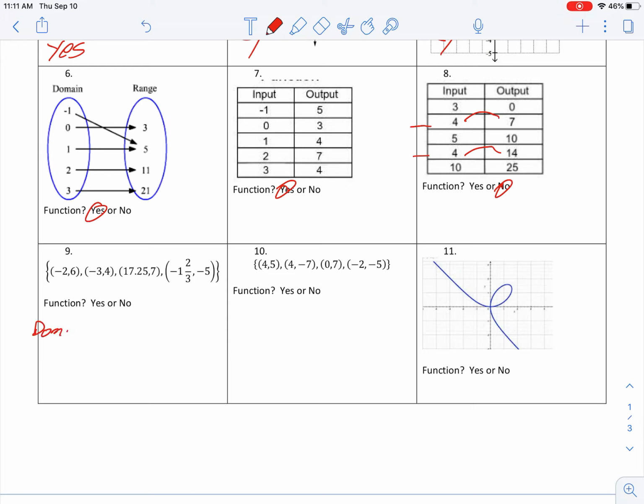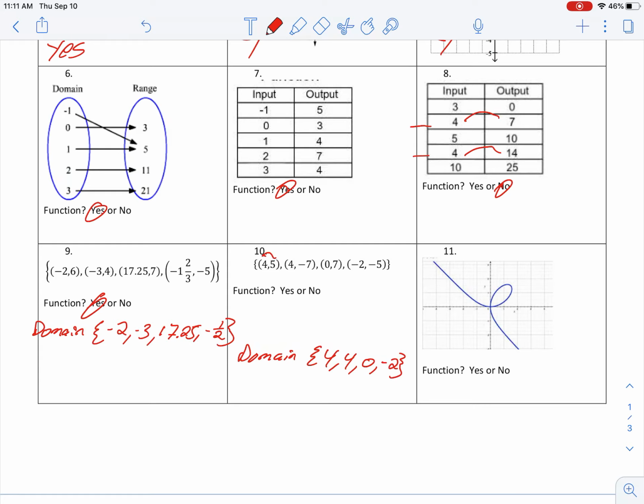But I want to keep looking at these domains. So the domain here is what? Identify them, all the x's. And as long as nothing is repeated in that domain, we are good to go. On number 10, I notice on the domain I've got 4 and then 4, and right there is where I'm concerned.